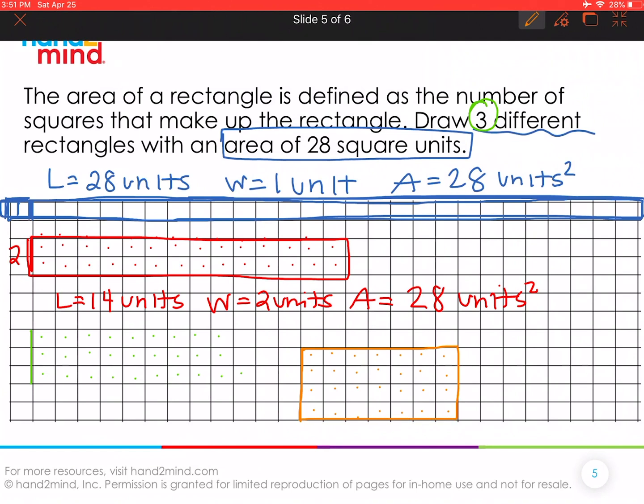And what are the dimensions? So what is the length of our rectangle? So that's 1, 2, 3, 4, 5, 6, 7 units long. And what about the width? 1, 2, 3, 4 units. And it still has an area of, good, 28 square units. Awesome job. So those are the 3 different rectangles we can create, all that have the exact same area.